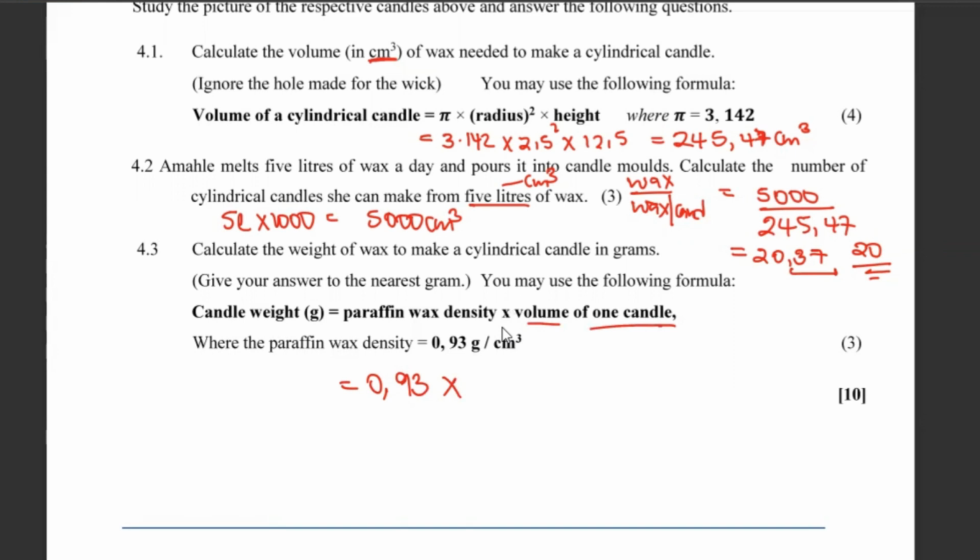Remember, we got it as 245.47. So 245.47 times 0.93 is supposed to be 228, these are grams. Take note, they said give your answer to the nearest gram. So to the nearest gram, here we don't need these decimals. They have to go off. So it becomes 228 grams.